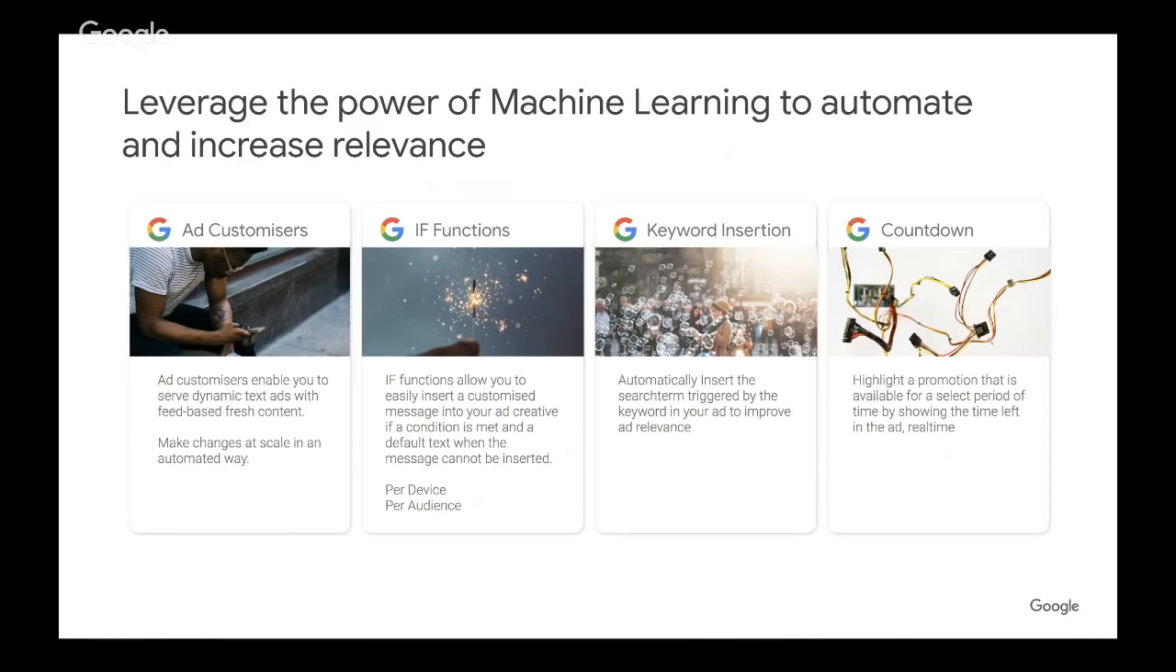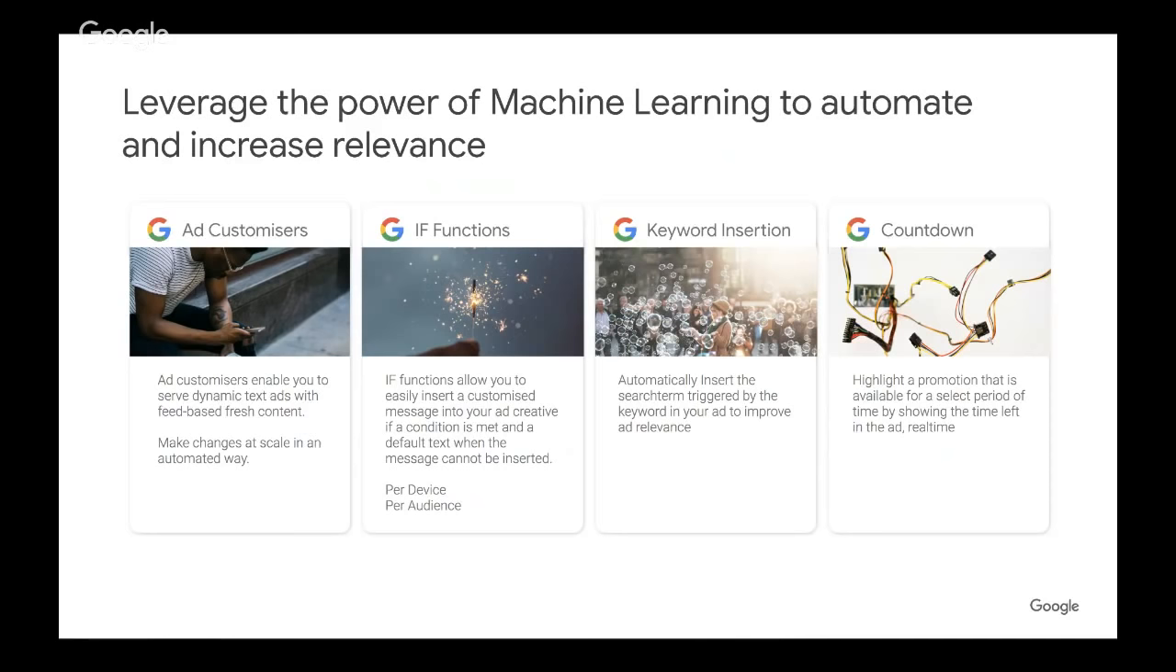So for example, if somebody is on mobile, it might be more likely that they're around in the store. So hey, visit our store. Otherwise, if they are on desktop, order online. You can think of those variations to just have more variations in the ads as mentioned earlier. Then we have keyword insertion that automatically triggers the search query in your ad. That will also definitely increase the ad relevance.